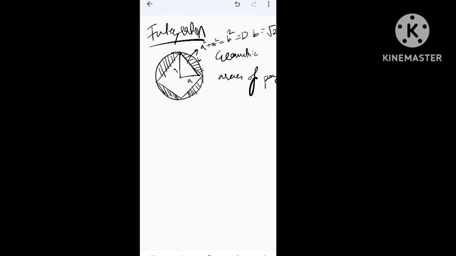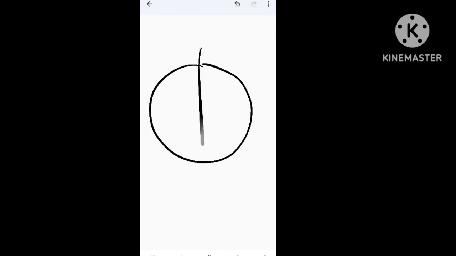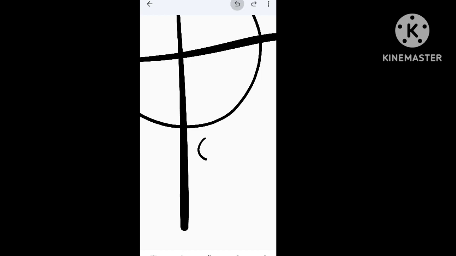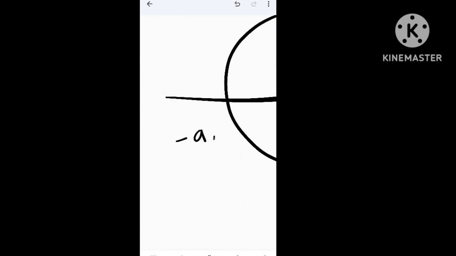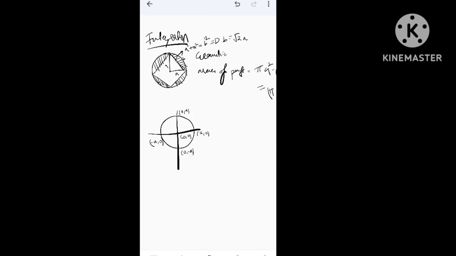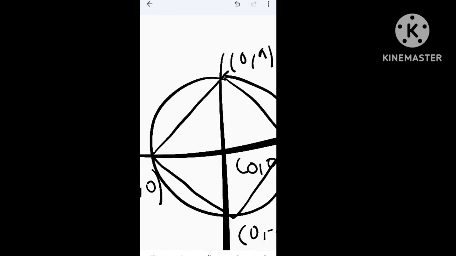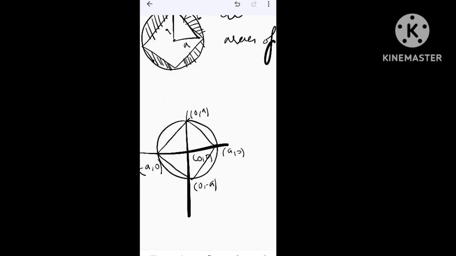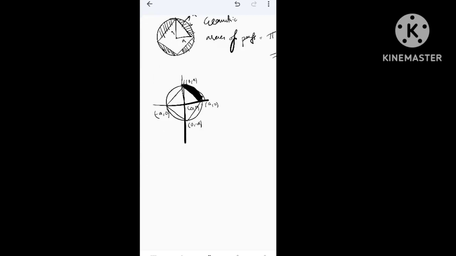So how are we going to prove this by integration? Let us take the circle and mark the coordinate points: 0 comma minus a, 0 comma a, a comma 0, minus a comma 0, and this is 0 comma 0. Now we draw a square in the circle. I will take a quarter of the circle, perform my integration, find this area, and multiply it by 4 to get the whole circle. It's easier to do it this way.